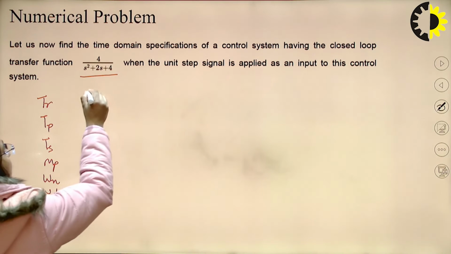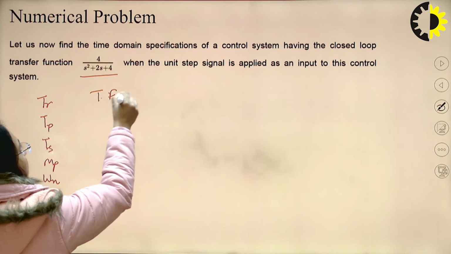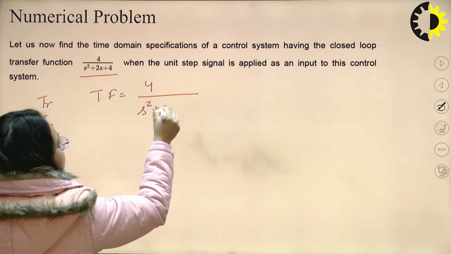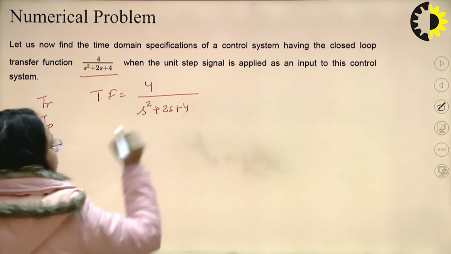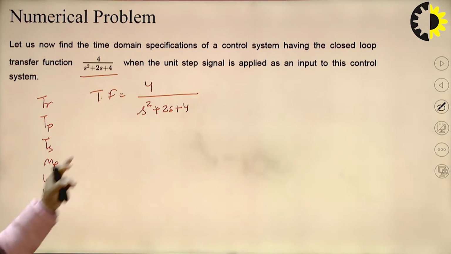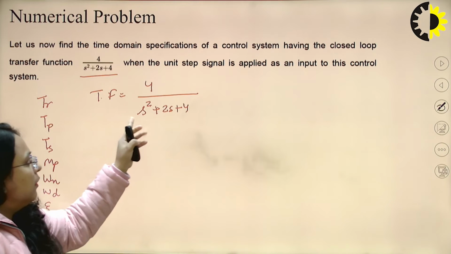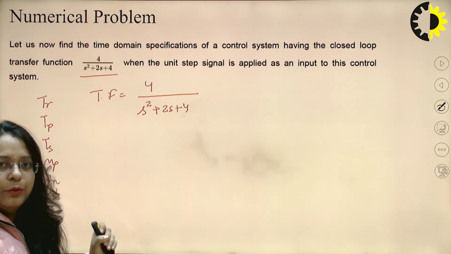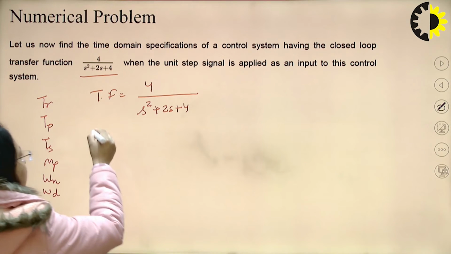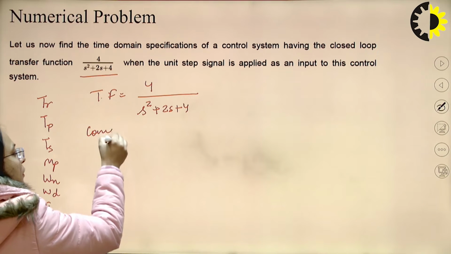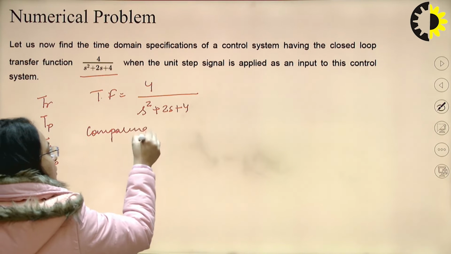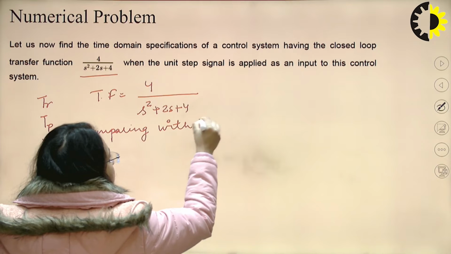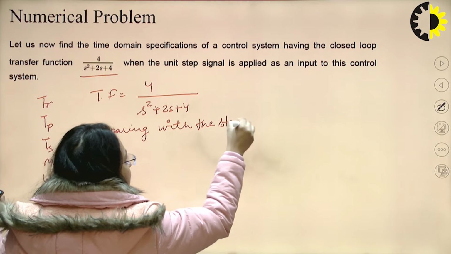So first of all, I'll write the transfer function here, that is 4 upon s square plus 2s plus 4. From this transfer function, we can conclude that it is a second order control system. So we have the standard formula for the second order control system, and we compare this with the standard transfer function, okay?